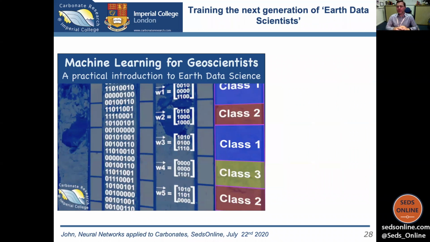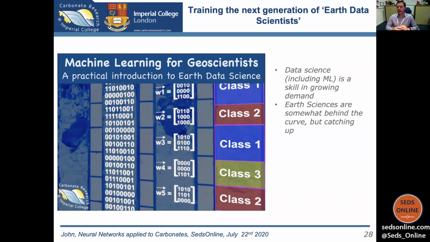Now, university is not all about research. It's also about teaching. And data science, including machine learning, is really a skill that is in growing demand. I think in earth science we're somewhat behind the curve. If you look at biology or medicine or other sciences, they were on the wagon of machine learning before us, but we are catching up. So there is a demand both in industry and in academia for this type of technology. But it's sometimes hard to bridge the gap between hardcore coding and geology.